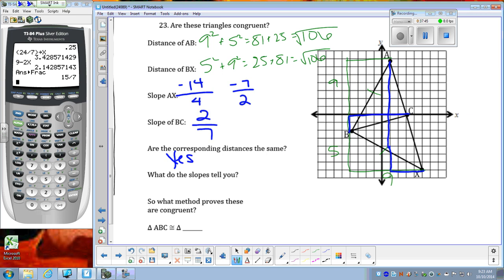And then it says, what do slopes tell you? Well, since I have -7 over 2 and 2 over 7, I know that AX is perpendicular to BC. So I know I have some right angles in here. I know those are both right angles. And I know I have the hypotenuse congruent. I also know that BC would be congruent to itself. So these two triangles are going to be congruent by hypotenuse leg, and ABC would be congruent to XBC.